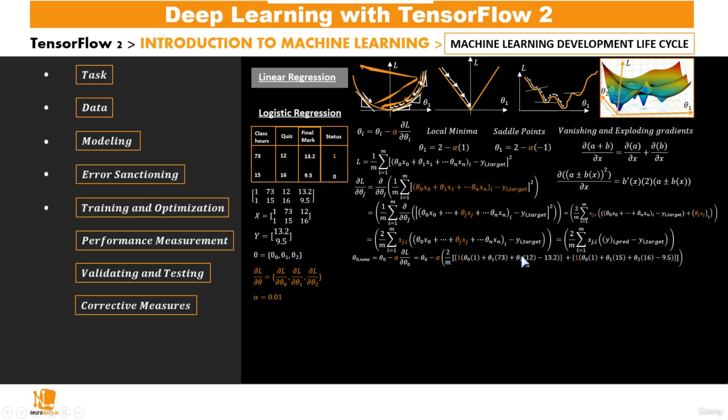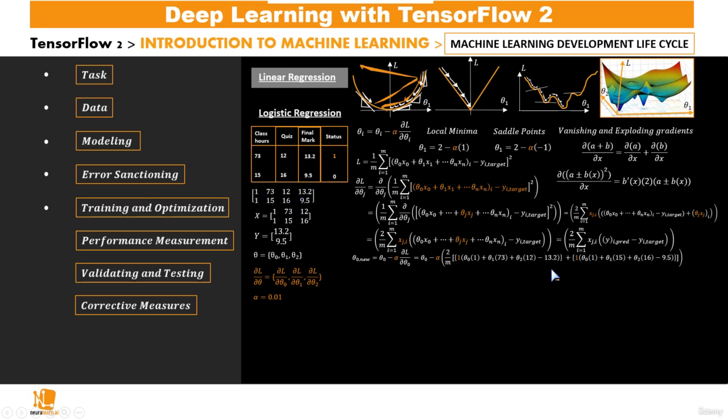Getting the output of our model is straightforward. For this first row, we take all of this, multiply by the thetas and add them up. So we have 1 times theta 0 plus 73 times theta 1 plus 12 times theta 2, and all this minus 13.2. Recall that we have the sum of theta j x_j minus the output y. So that's it here.